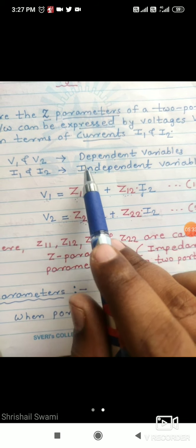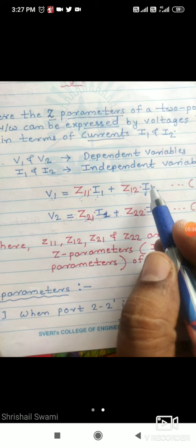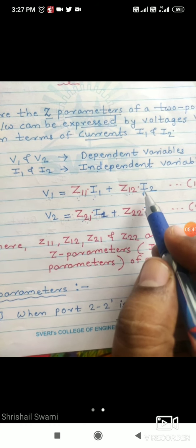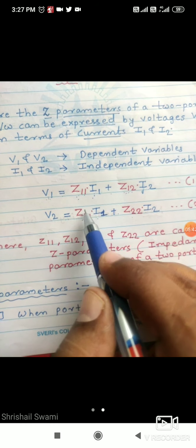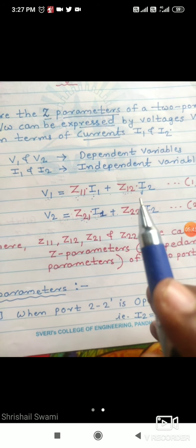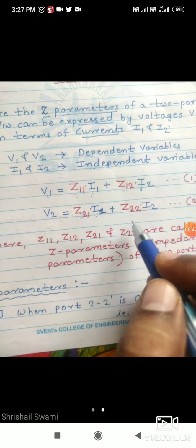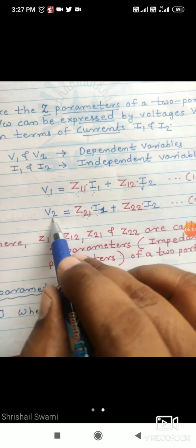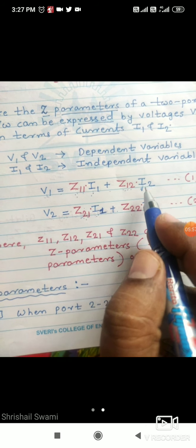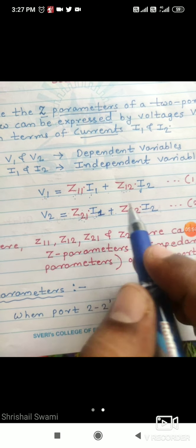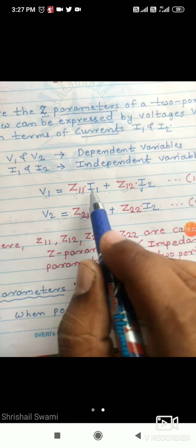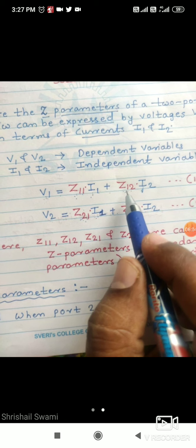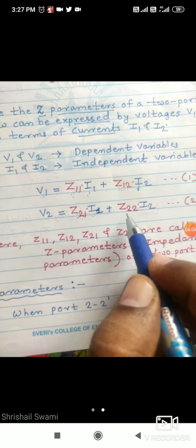Why have we taken I1 and I2 as independent here? Because if you are putting I2 equal to 0 in both equations, then you will get the equations for Z11 and Z21. If you are putting I2 as 0, these two terms will get cancelled. Only these two terms are remaining. So Z11 is nothing but V1 upon I1, Z21 is nothing but V2 upon I1. By putting I2 equal to 0 only, you will get these two parameters. Similarly, if you are putting I1 equal to 0, you will get these two, that is Z12 and Z22.